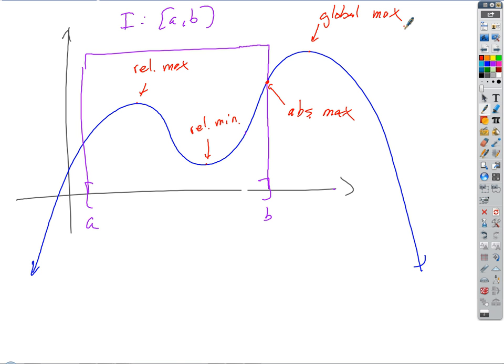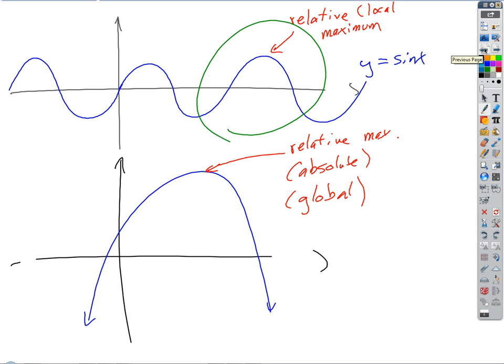No. The absolute max, now I want you to think about this in terms of where an absolute maximum could occur. There's really only two kinds of places where an absolute maximum could occur. It could be a relative max, right? So an absolute max could be a peak. The peak might be the highest point on the interval, right? But in this case, it wasn't.